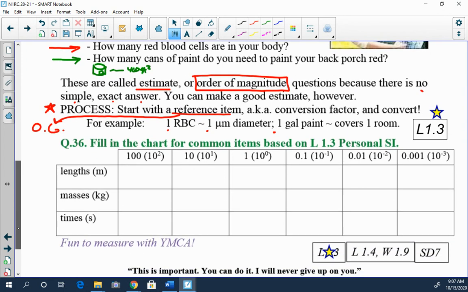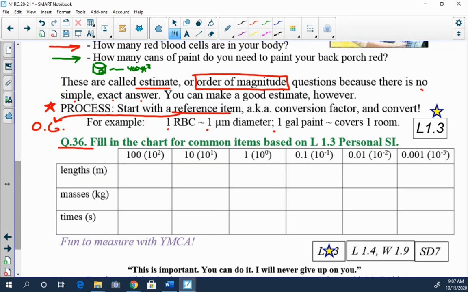So here, there are some common items we learned about from Lab 1.3 from Personal SI. This list is by no means exhaustive, but it will help you get some ideas of estimates or conversion factors that you would like to use. So let's look at these. Up here we have just numbers. Now these will represent magnitudes.